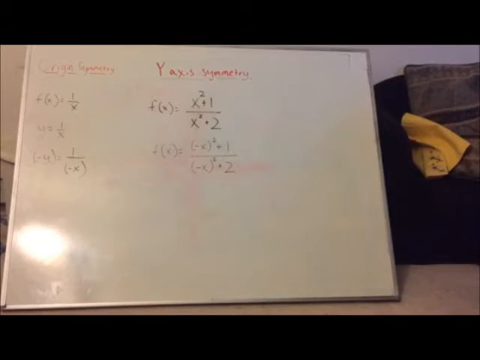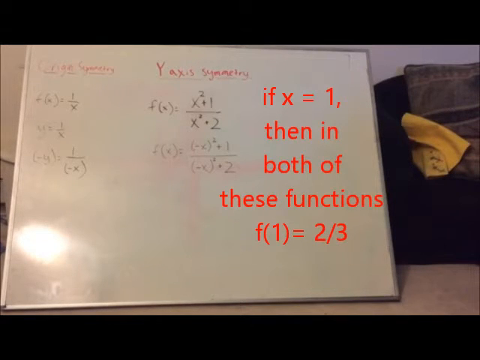So now we're going to talk about symmetry. Symmetry is a key component to graphing because it can save you time if you know how the graph will look. Y-axis symmetry is a symmetry across the y-axis. So if you substitute in a -x where x is, then the result should be the same. In our example, we have f of x equals x squared plus 1 over x squared plus 2. If you plug in a -x, the function won't change because it's the second power.